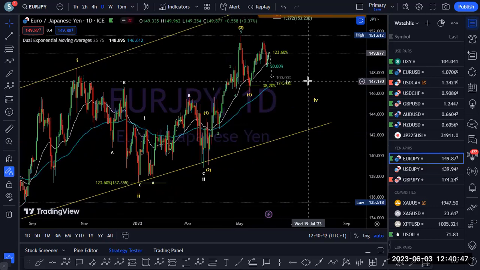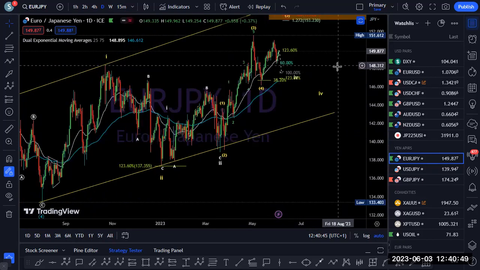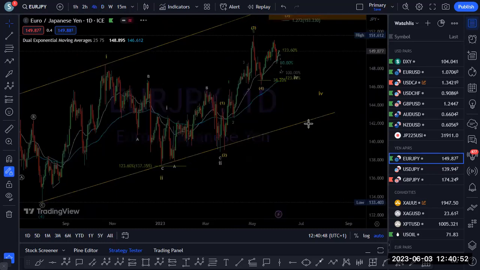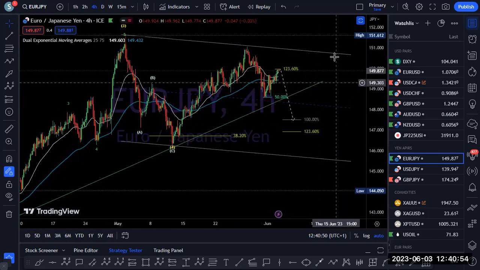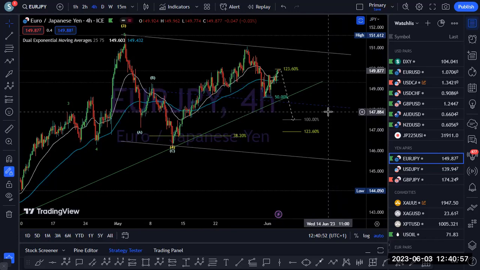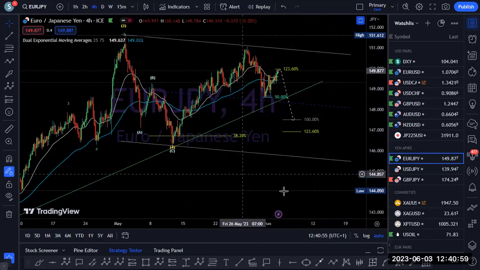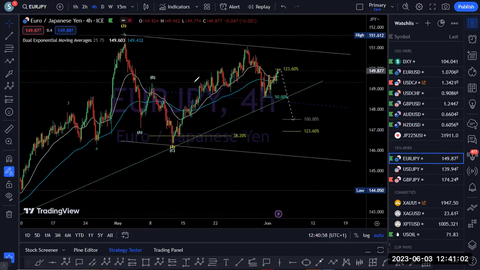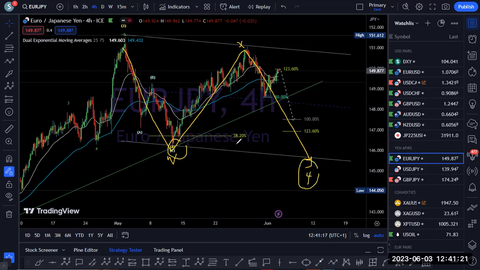I think where we focus now is on the 4 hours. What we have on the 4 hours is that, let me give you some explanation. Either we get a WXY, which is wave 4. This 4 here will likely be here. But for now, let's work with what we are looking at.